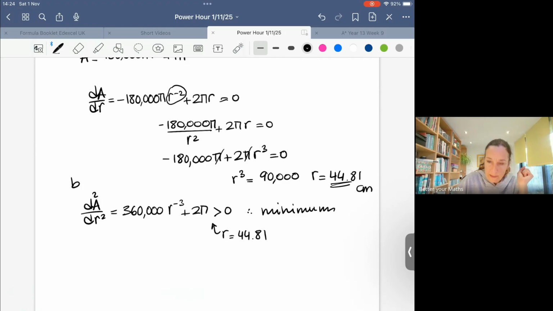And this is B or C? Question, why would the second derivative be greater than 0 if it's a minimum? When the second derivative is positive, we have a minimum. When the second derivative is negative, we have a maximum.